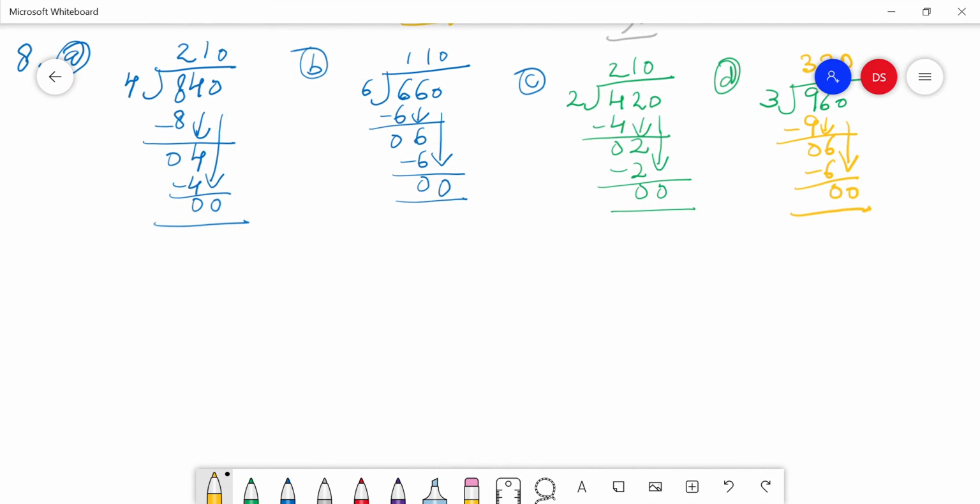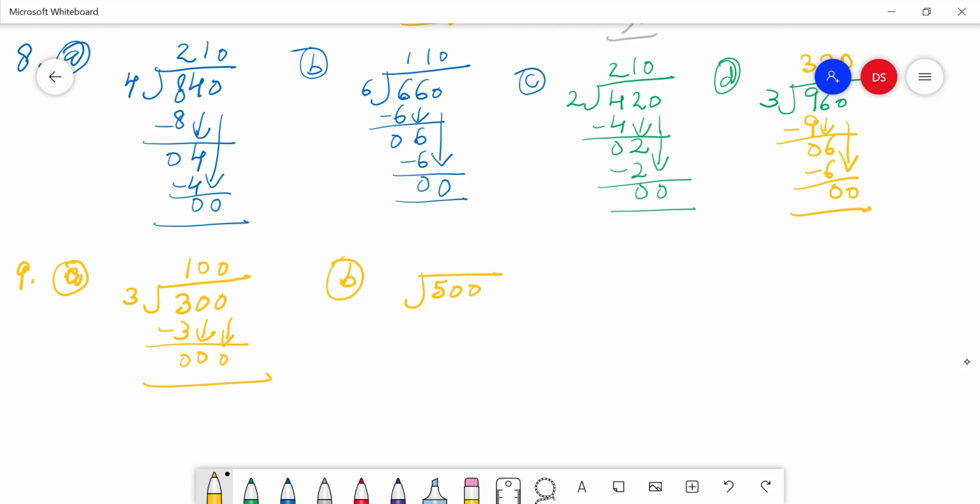Now we have the last sum of this page of this exercise. We will do this also on the screen. 300 divided by 3. 3 ones are 3. This is 0. Next numbers are 0. So we will keep zeros on the quotient place like this. 500 by 5. 5 ones are 5. This is 0. Next digit 0. So put 0 on the quotient place. Again put 0 on the quotient place, because when we divide 0 by any number, the answer will be 0.